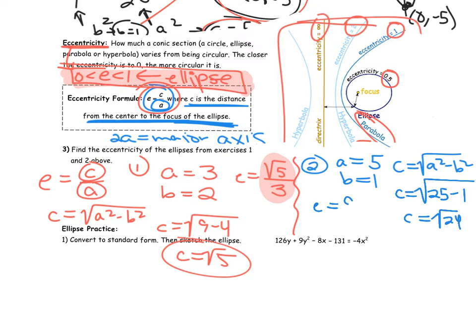Remember, eccentricity is c over a. So we'll have e equals square root of 24 all over 5. And again, I'm going to type that in the calculator. I want to make sure that number is between 0 and 1. If it's bigger than 1, we did something wrong. So type it in the calculator, see what you get.